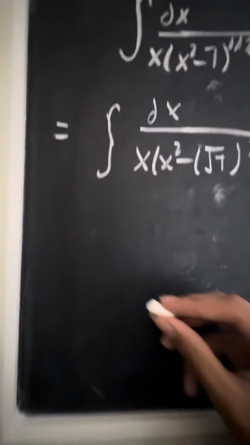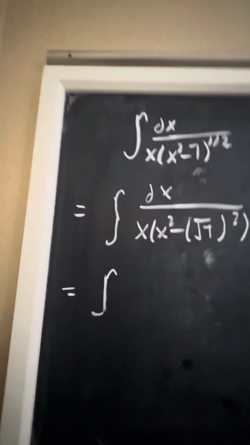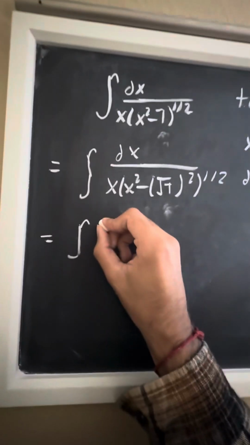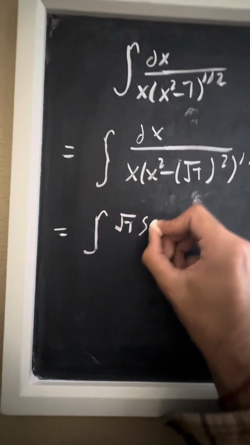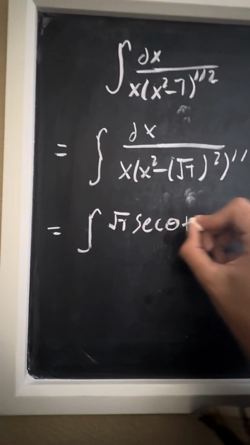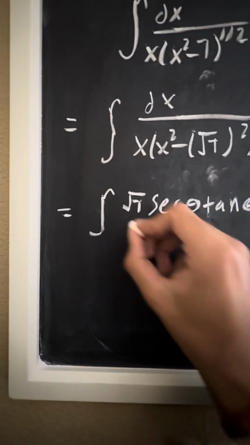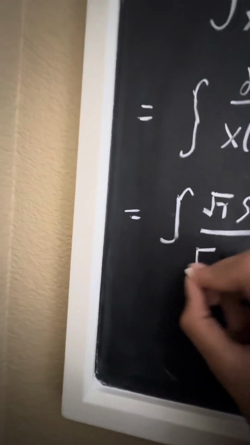Remember we said x is equal to that, so we have to replace all x's now. So let's write that now. And we're going to replace the dx on top with what dx is equal to, and that's the square root of 7 times secant theta tan theta d theta, all over, now we know what x is.